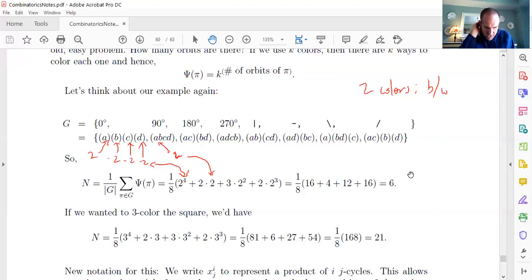Okay. What is the other one? What's the one that's contributing the other two? Because it's 2 times 2. Well, it's this guy right here. That thing that's a complete cycle, that contributes the other two, which gives me the 2 times 2. Okay. So what about ACBD?